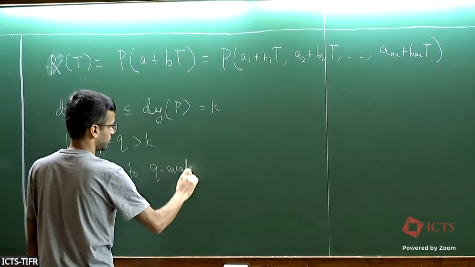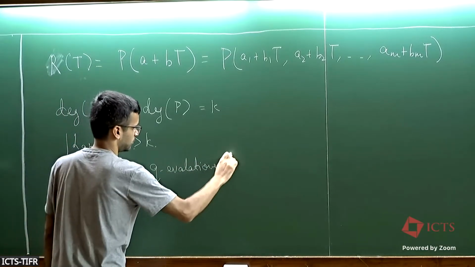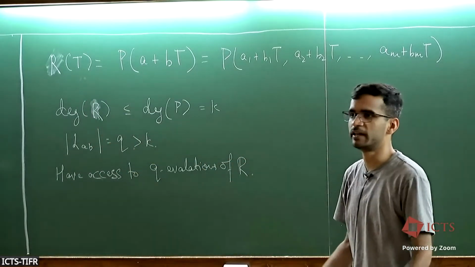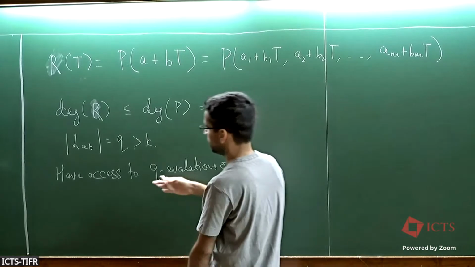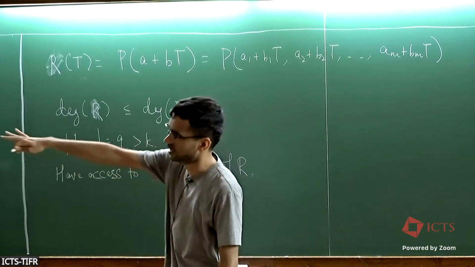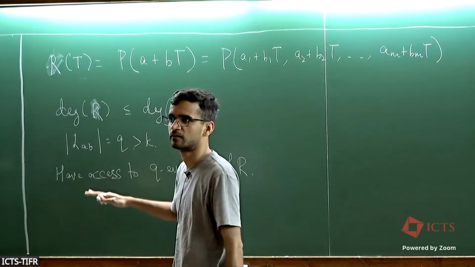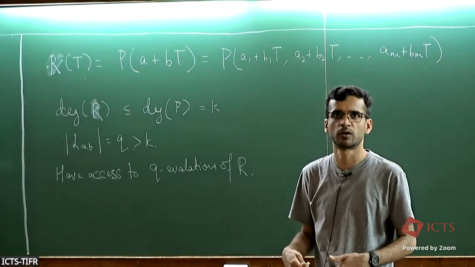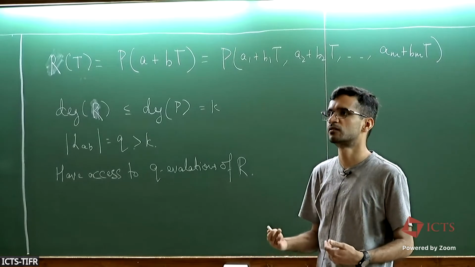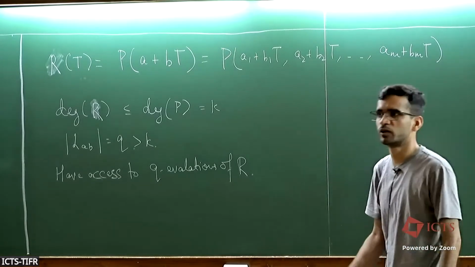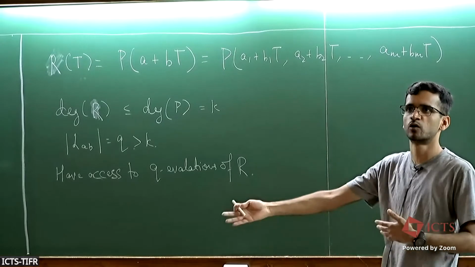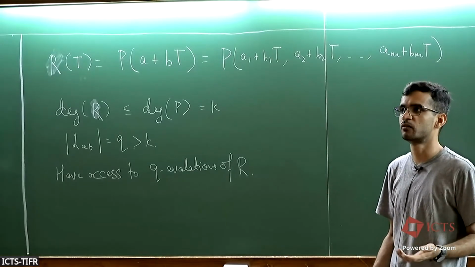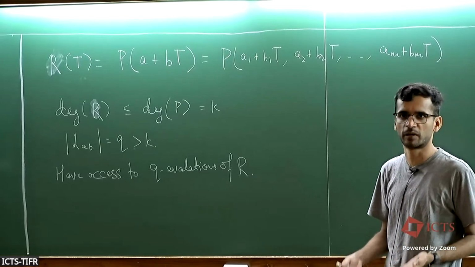So we have access to Q evaluations of R. So now we have a univariate polynomial of degree K, and we have Q of its evaluations, and we are in the setting that Q is greater than K. So we have at least K plus 1 evaluations of this univariate polynomial. Right? So what happens in these cases? What do we do if we have a univariate polynomial with more evaluations than the degree? We can recover the polynomial exactly. Right? We know we can reconstruct the univariate polynomial R.